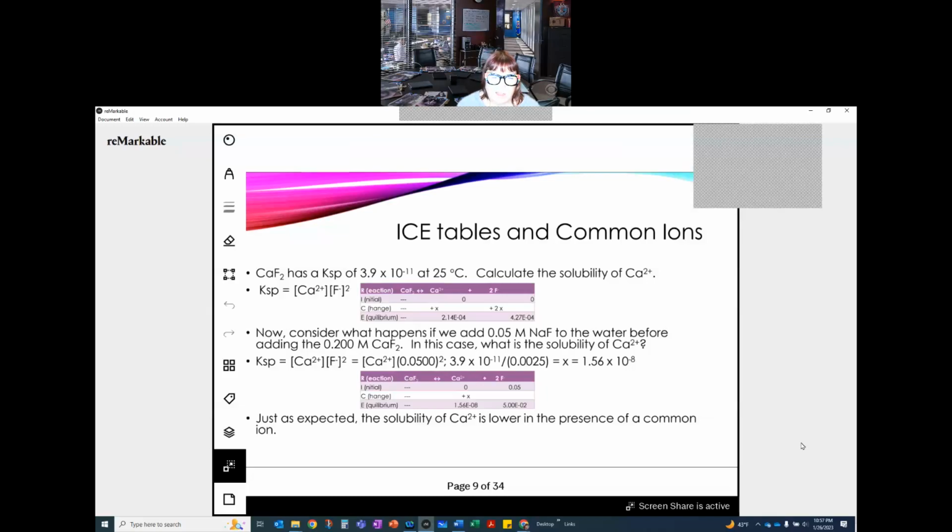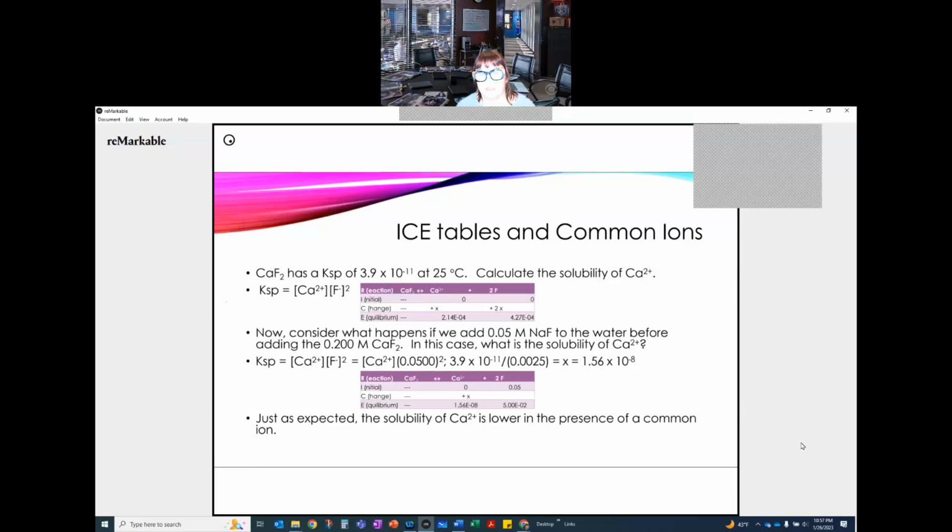Okay, sorry. All right, so let's talk about this. Now I want to talk about what effect that has, because we talked about it from a qualitative sense. If F minus is already present, it's not going to be able to dissolve as much as we thought it would. Let's talk about what this would look like if we were talking about it by itself.